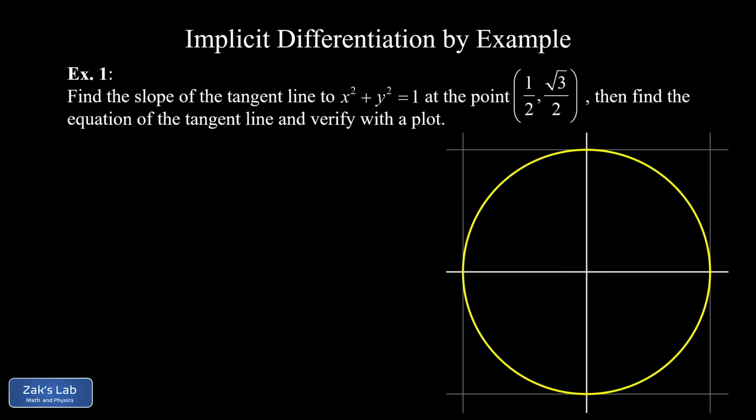In this video, we introduce the idea of implicit differentiation through a series of 3 examples. In our first example, we're looking at the unit circle, defined by the familiar equation x squared plus y squared equals 1. That's a circle of radius 1 centered at the origin. What we're trying to find is the slope of the tangent line at the point 1/2 comma root 3 over 2, and then we're going to plot that tangent line in our plotting software just to verify that it works.